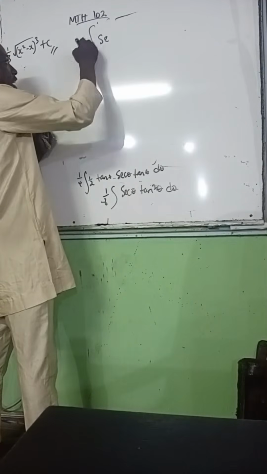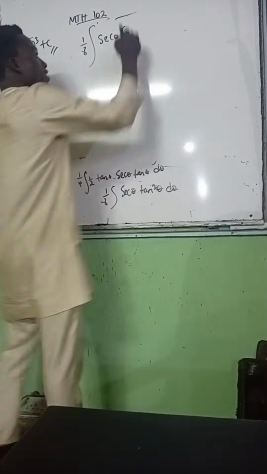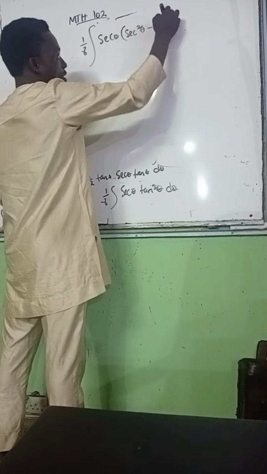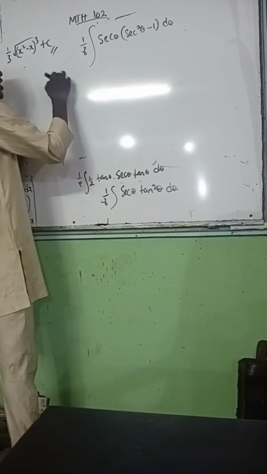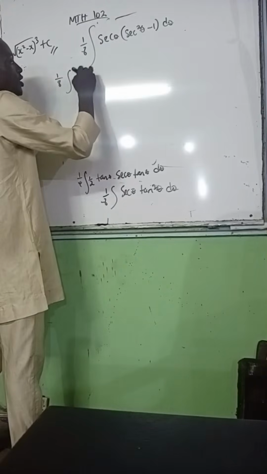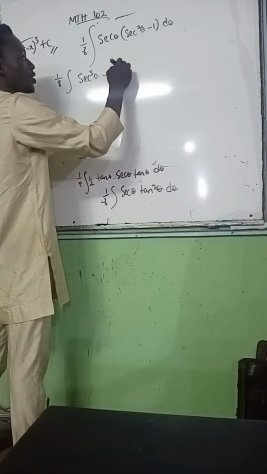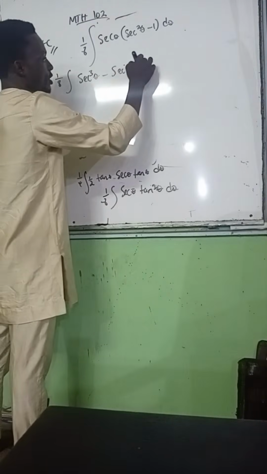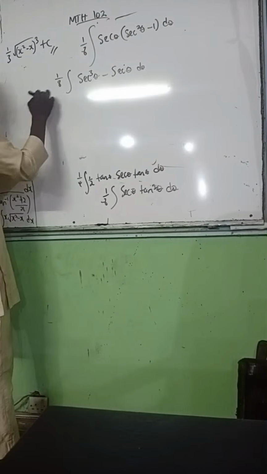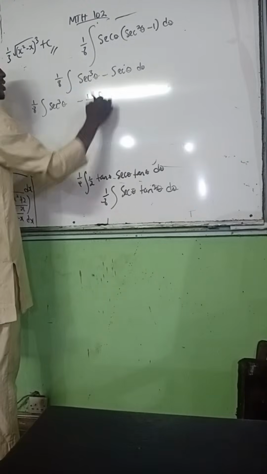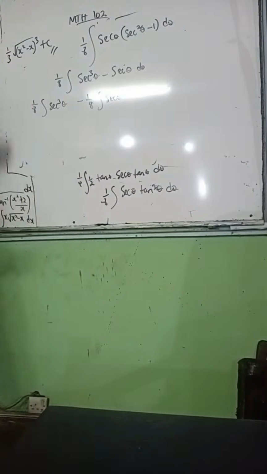We have 1/8 sec theta. Now this tan squared theta is what? Sec squared theta minus 1 d theta. So it gives us 1/8 integral of what? This times this. Sec cubed theta minus sec theta d theta. So this gives us 1/8 integral of sec cubed theta minus 1/8 integral of what? If you integrate sec theta, what do we get there? We are using by parts for both.